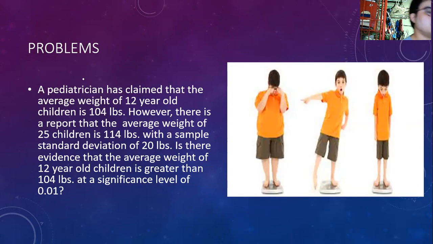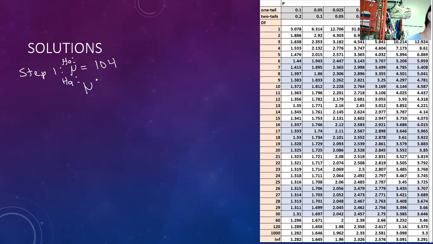So based on the claim of this problem, since we are going to test if there's evidence that the average weight of 12-year-old children is greater than 104 pounds at a significance level of 0.01, we're going to indicate the greater than sign, which is the alternative hypothesis. We can state that mu is less than or equal to 104. That is the null hypothesis, while the alternative hypothesis states that the population mean is greater than 104.